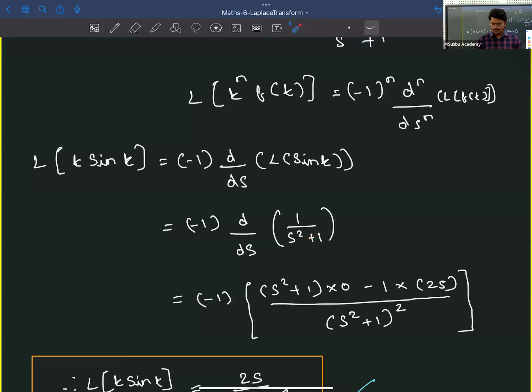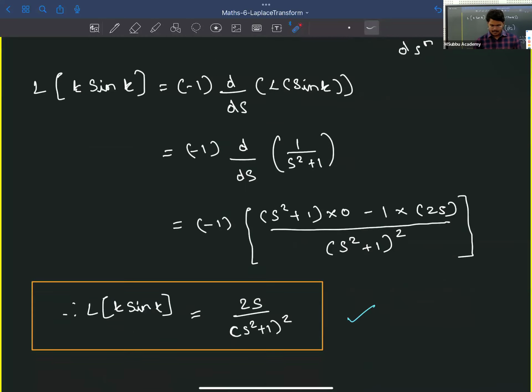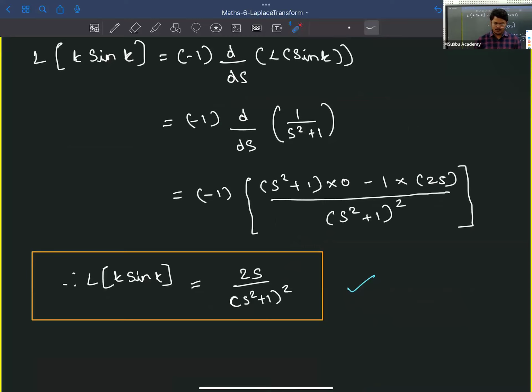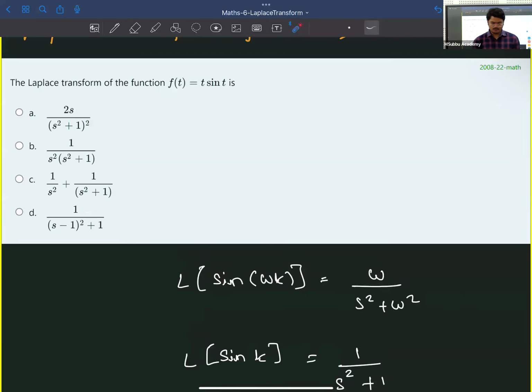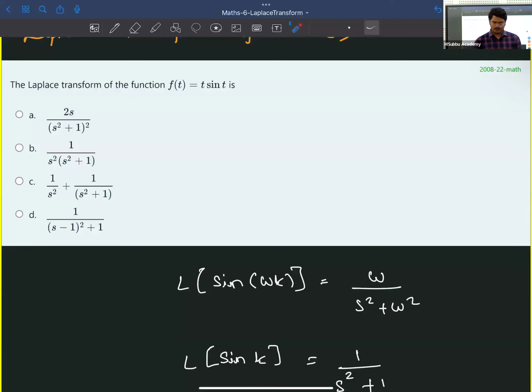So s square differentiation is nothing but 2s. So minus 2s by s square plus 1, minus into minus plus. So directly 2s by s square plus 1 the whole square. So this will be your option. So Laplace transform of this function will be this one.